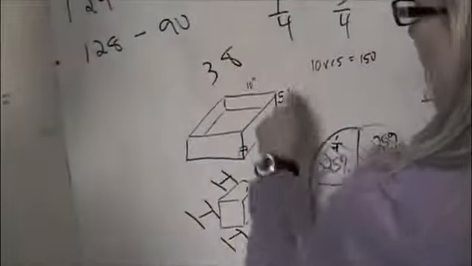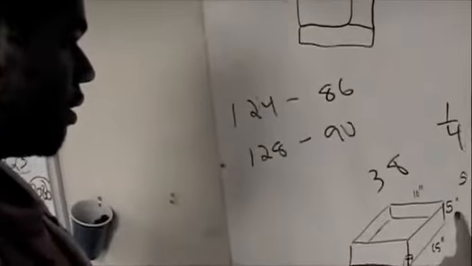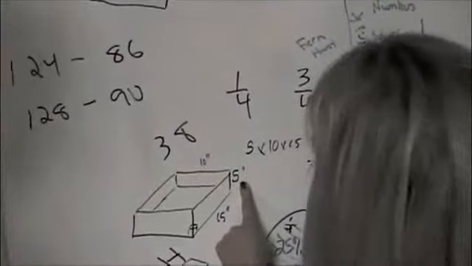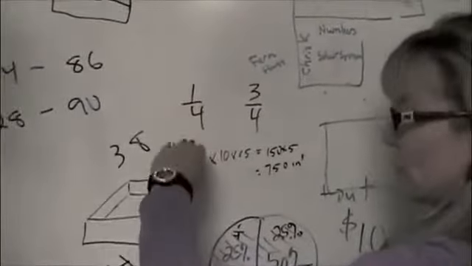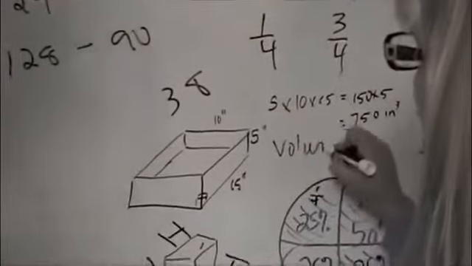They're 1 inch high, but I need 5, so I'm going to go 5 stacks. Then I go times 5, and that's 750. So I can fit 750 of those cubes into that box. That's what volume is. It's saying how many cubes fit.